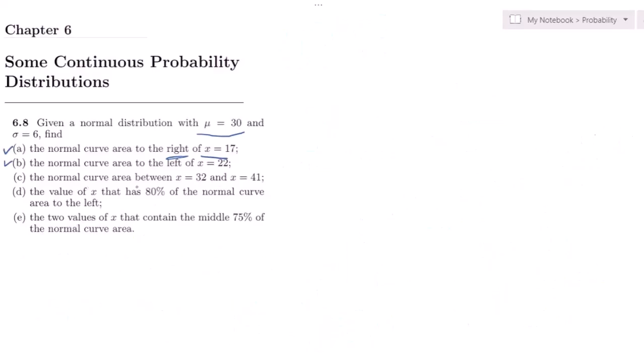In part C, we need the normal curve area between x equal to 32 and x equal to 41. What do we have to do? We have to convert them both into z values. So z is equal to x minus mu divided by sigma, where mu is the mean and sigma is the standard deviation, as we have studied in our previous video.